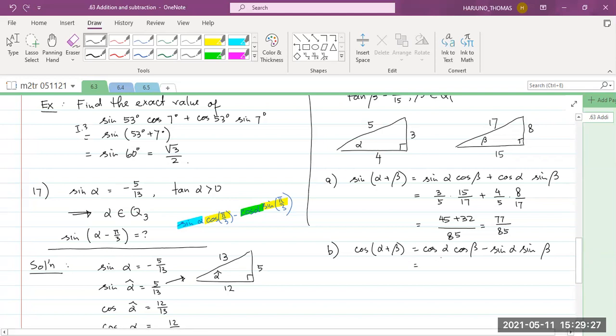Now cosine alpha is 4/5. Cosine beta is 5 over 17, minus sine alpha is 3/5. Sine beta is 8 over 17. That is 45 minus 24 over 85. That is 21 over 85.